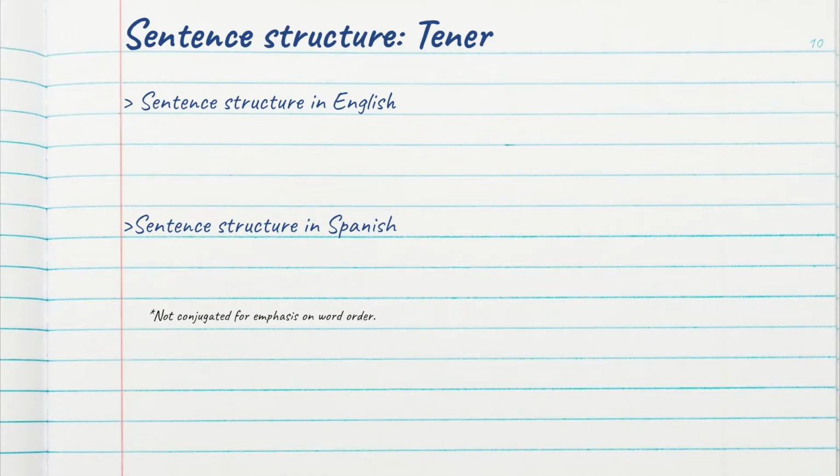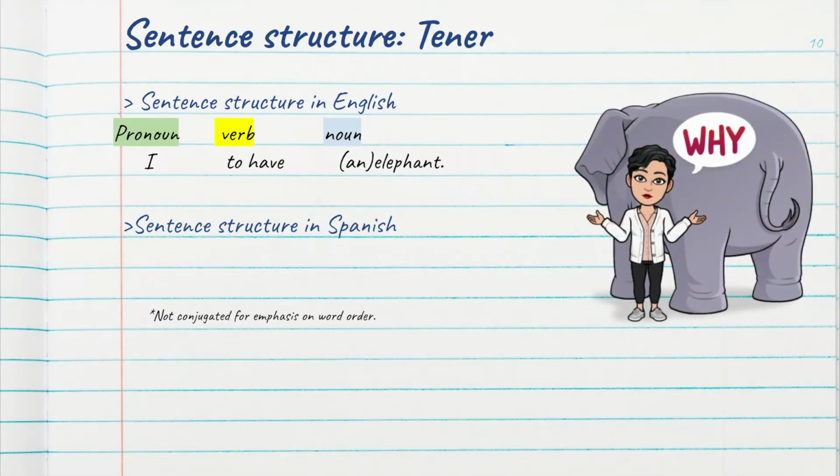The next one that we have here is sentence structure with the verb tener. Any guesses on what that means? If you guessed to have, then you are right. The sentence structure is still the same. It is pronoun, verb, noun, right? Why do I have an elephant? That's not the question here.